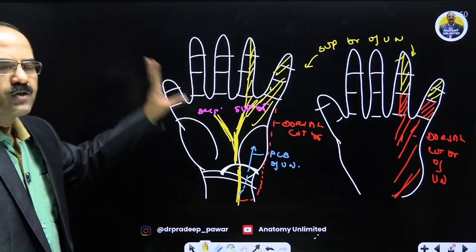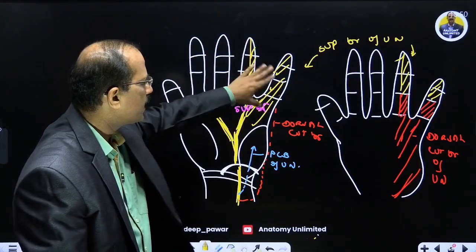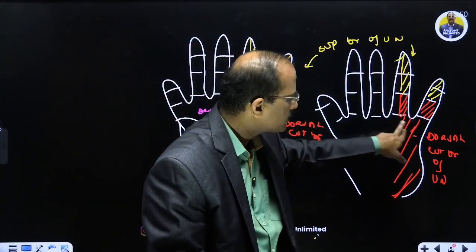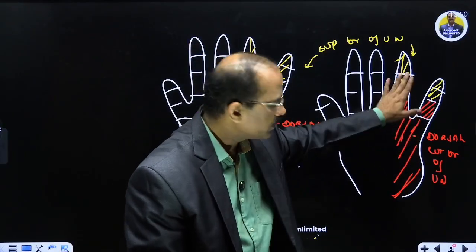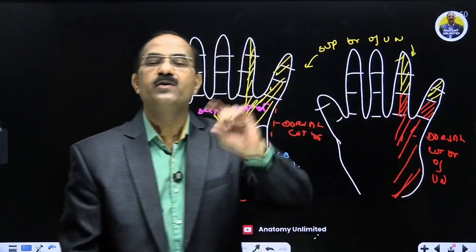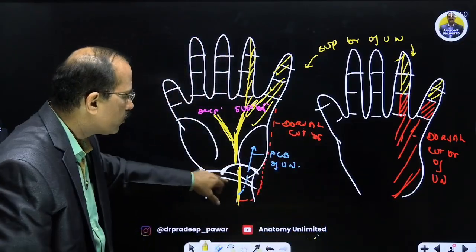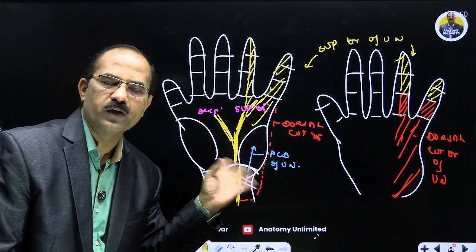Okay? So ulnar nerve supplies the skin on the palmar aspect of 1.5 fingers and the dorsal aspect of 1.5 fingers except the proximal phalanges. The proximal phalanges of 1.5 fingers and the dorsum is supplied by the dorsal cutaneous branch of ulnar. Fine. The skin over the hypothenar eminence is supplied by the palmar cutaneous branch of ulnar.